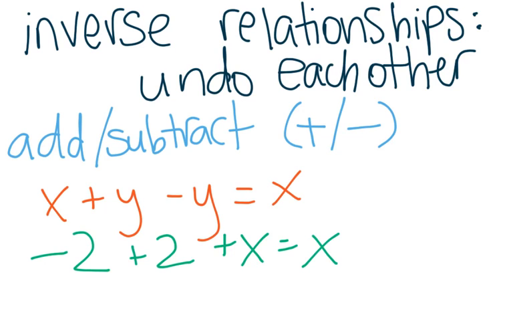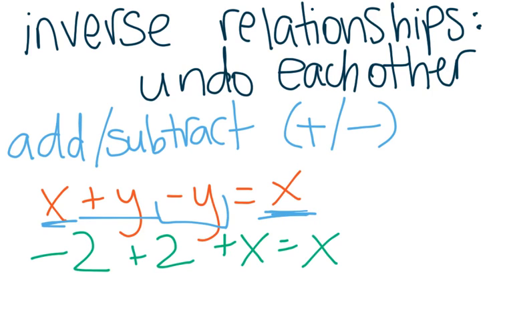Inverse relationships are mathematical relationships that will undo each other. So for example, addition and subtraction are inverse relationships. If you add something and then subtract it, you're going to end up with what you started with. Let's take this example down here. X, we're starting with X. If we add Y and then we subtract Y, we end up with what we started with, which was X.